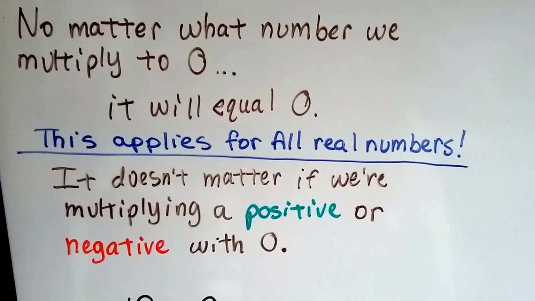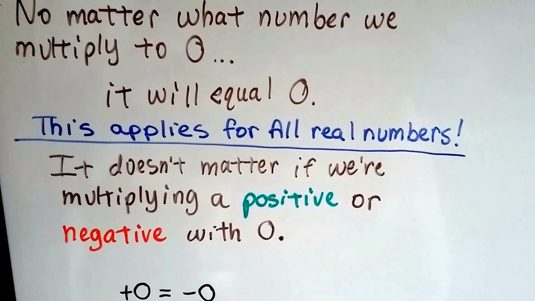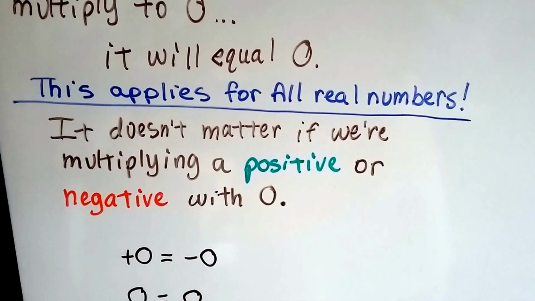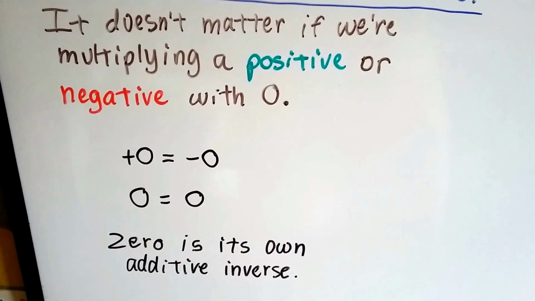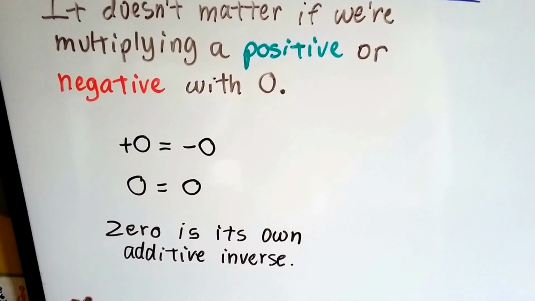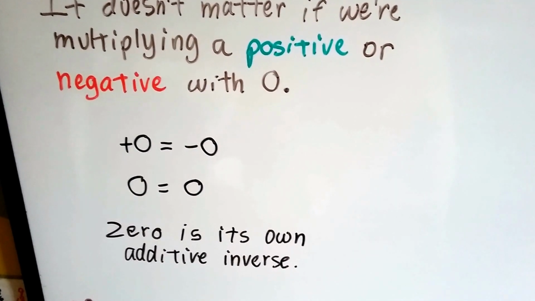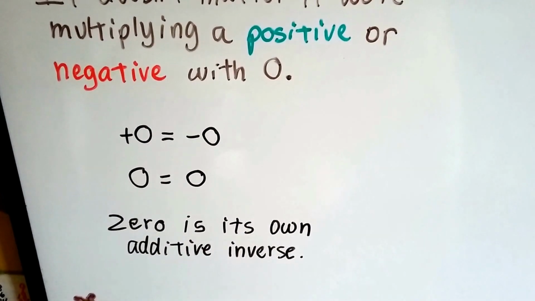And this applies for all real numbers. And it doesn't matter if we're multiplying a positive or a negative with 0, it's going to be 0. And 0 is its own additive inverse. A positive 0 and a negative 0 is 0.